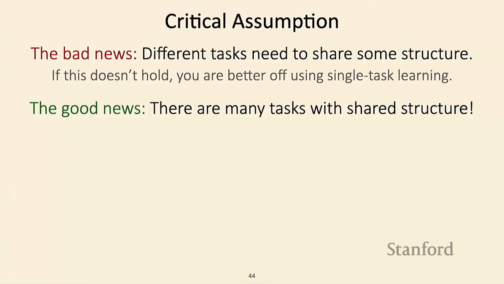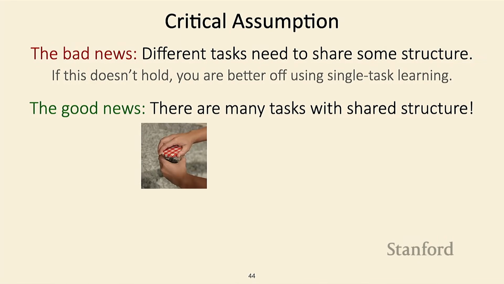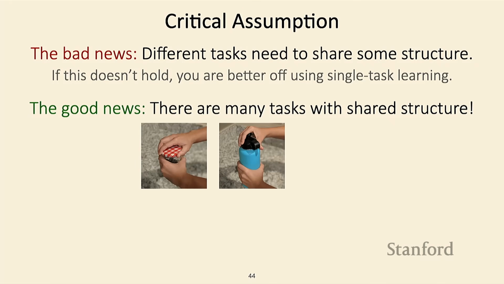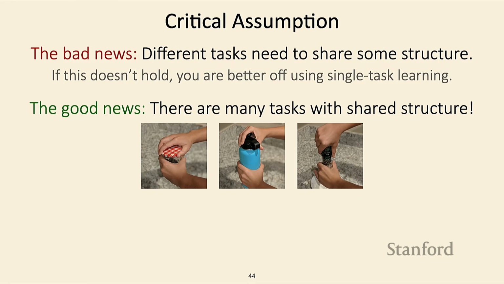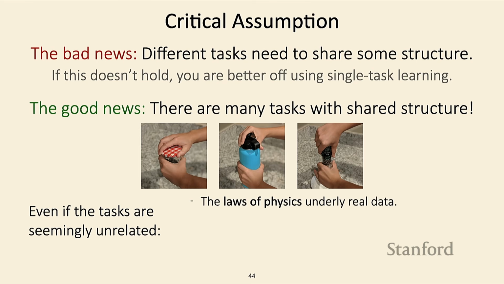The good news, though, is that there are many tasks that have shared structure. As one example, consider the task of unscrewing a jar, a bottle cap, or even using a pepper grinder. Using a pepper grinder and opening a water bottle might seem like very different tasks, but they all involve a very similar motion. And even if the tasks are seemingly unrelated, the laws of physics underlie real data, so there is already a lot of common structure there, unless maybe you're on a different planet. The laws of physics won't change there, but gravity might change, for example.